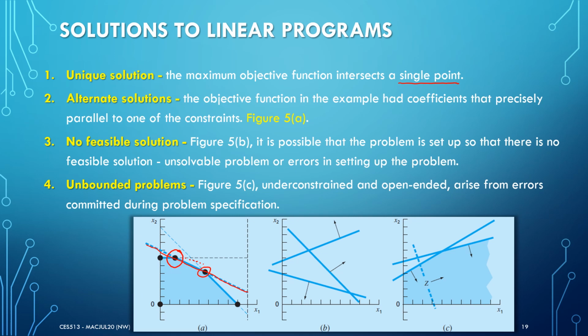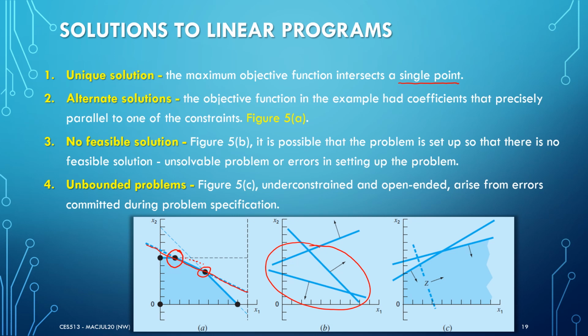The third one is no feasible solution. As in figure B, it is possible that the problem is set up so that there is no feasible solution. So there is no feasible region in this plot. This can be due to dealing with an unsolvable problem or due to errors in setting up the problem.